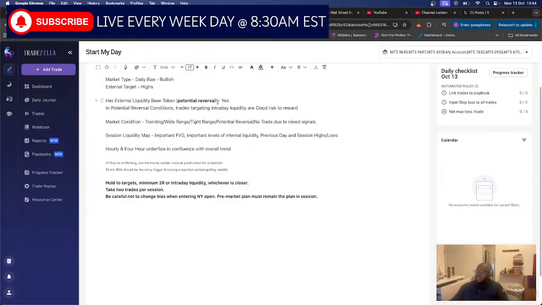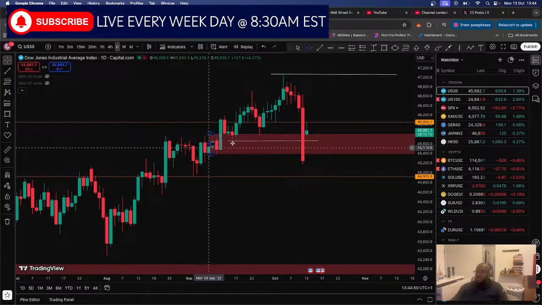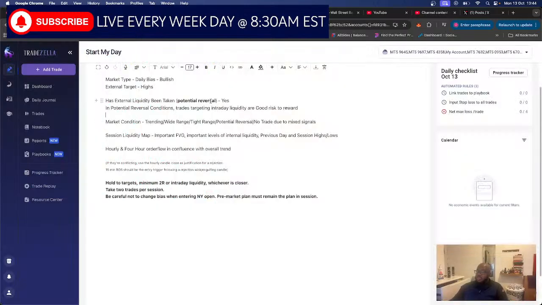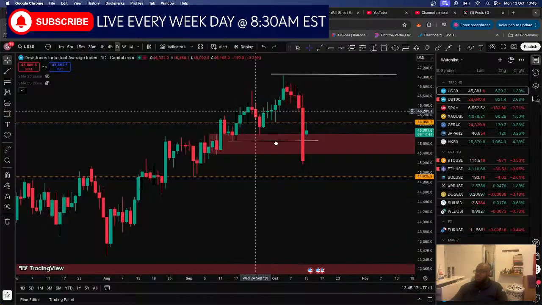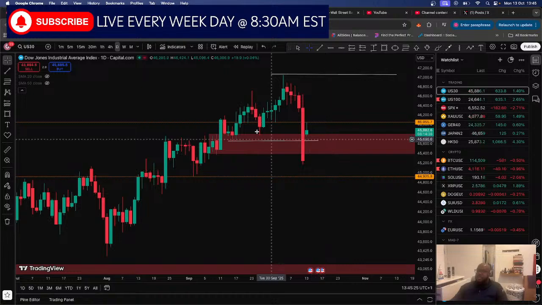Has external liquidity been taken? Yes, it has. This area of liquidity got taken right into our order block, right into our level of demand. So this is a very, very bullish area that we want to get positioned into. If external liquidity has been taken, that means we have a potential reversal condition. That means we can take trades targeting intraday liquidity, and all intraday liquidity really is previous day's highs, previous session highs. So I'm going to show you why today I'm going to be targeting this area and this area once we get a sweep of liquidity at the lows of the Asia session.